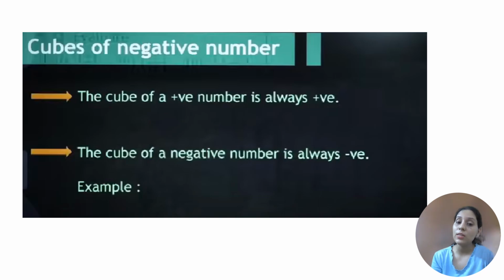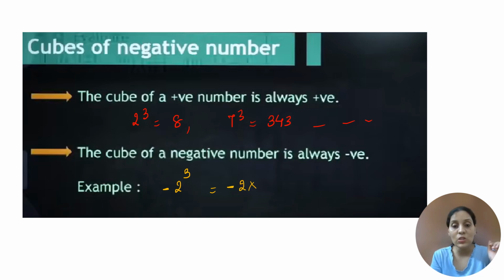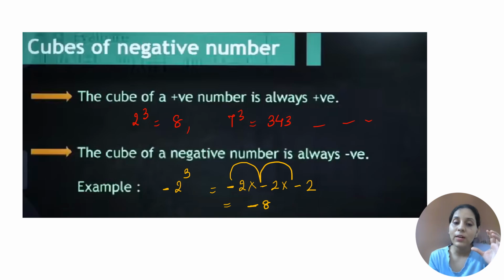Now next one, cubes of negative numbers. The cube of a positive number is always positive. So let us take 2 cube. The cube of any positive number is positive, 8. Similarly 7 cube is 343 and so on. Positive number, positive result. But if I take a negative number, suppose I take minus 2 cube. Minus 2 cube is what? Minus 2 into minus 2 into minus 2. Minus into minus is plus, plus into minus is minus. So whenever you have a negative number cubed, the result will also be negative.